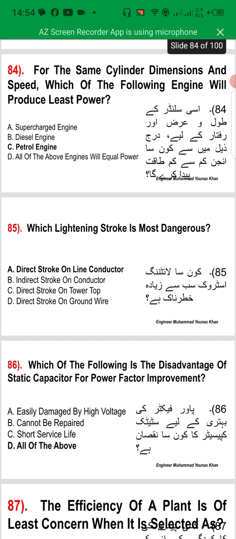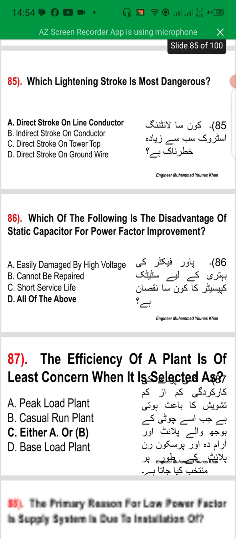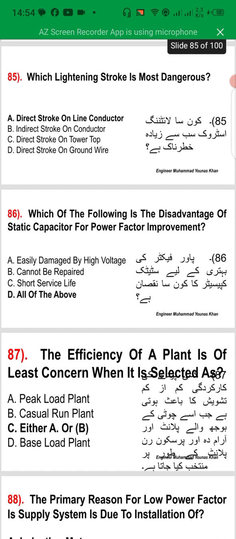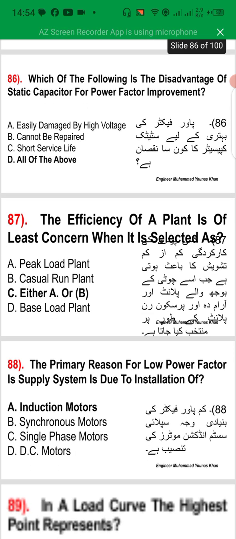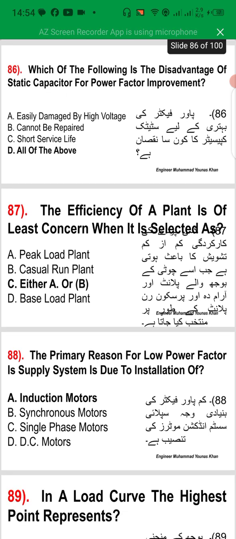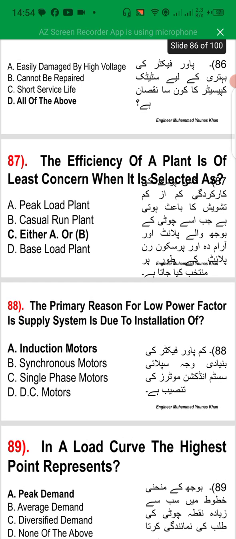For the same cylinder dimension and speed, which of the following engines will produce least power? Petrol engine. Which lightning stroke is most dangerous? Direct stroke on line conductor. Which of the following is the disadvantage of static capacitor for power factor improvement? All of the above: easily damaged by high voltage, cannot be repaired, short service life.